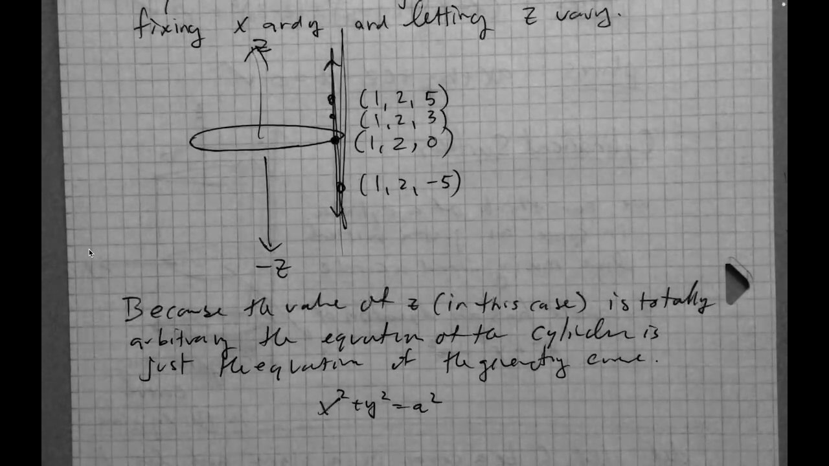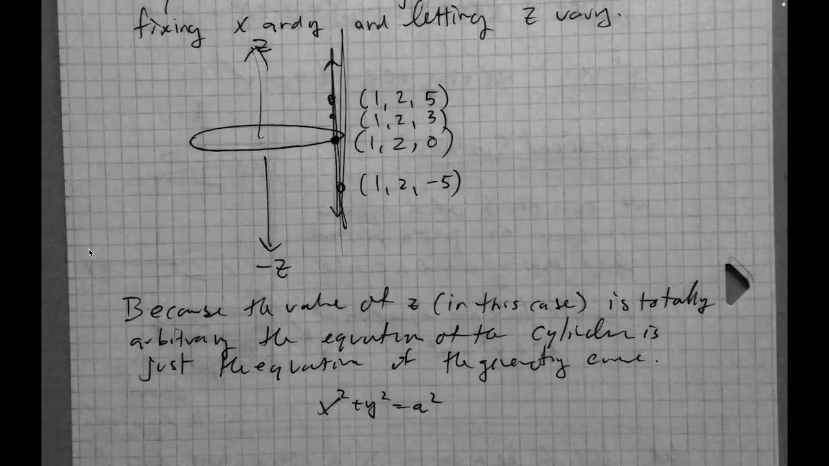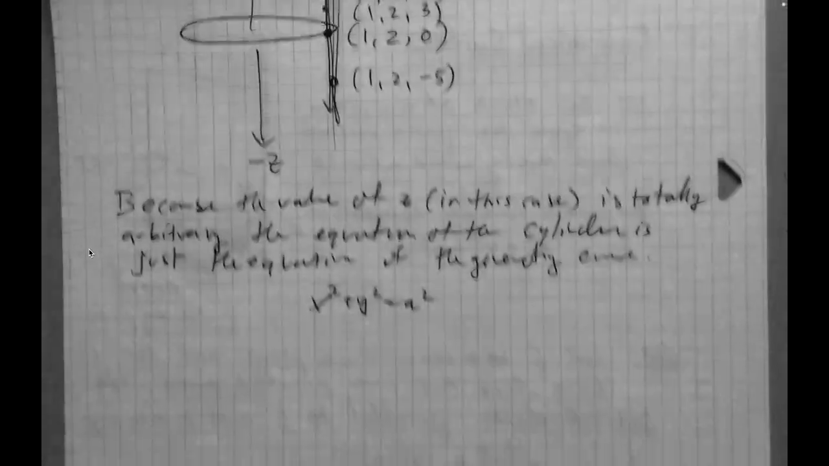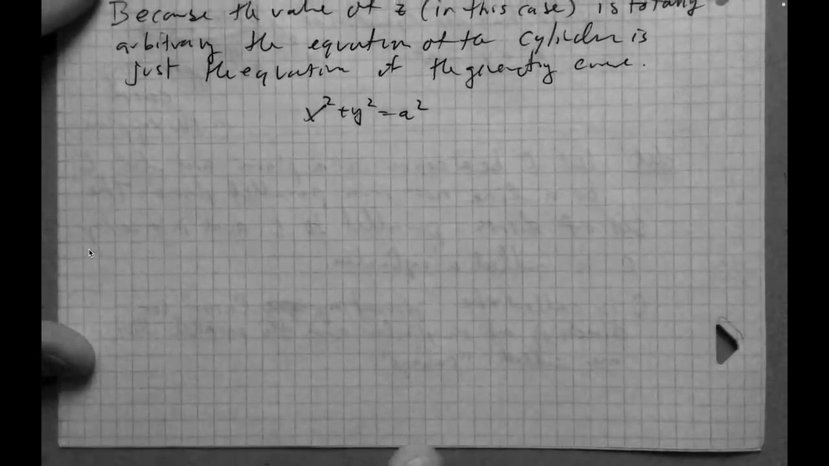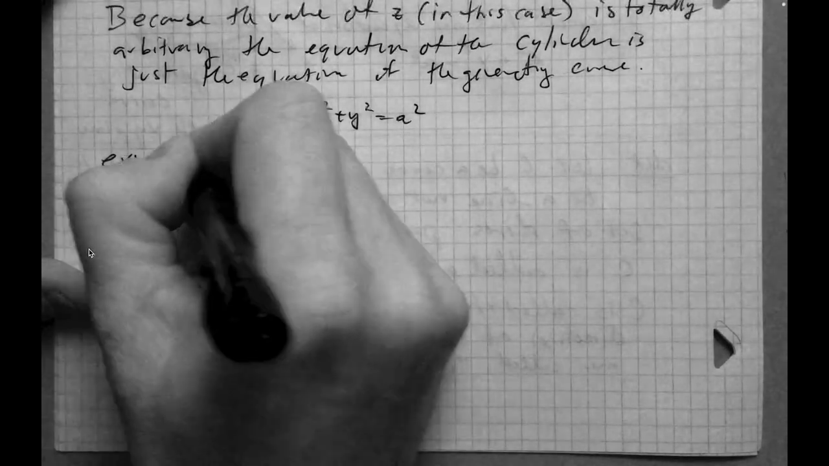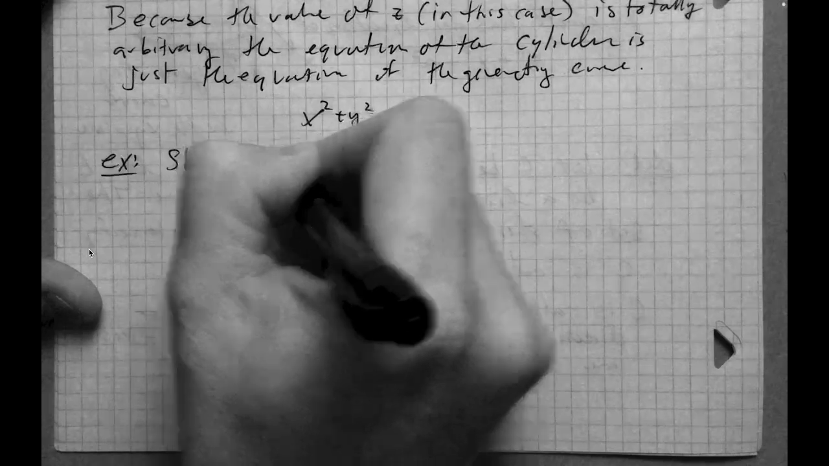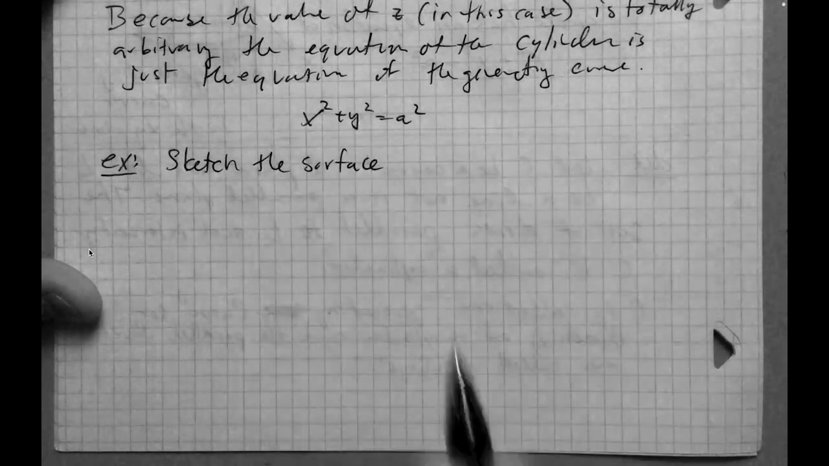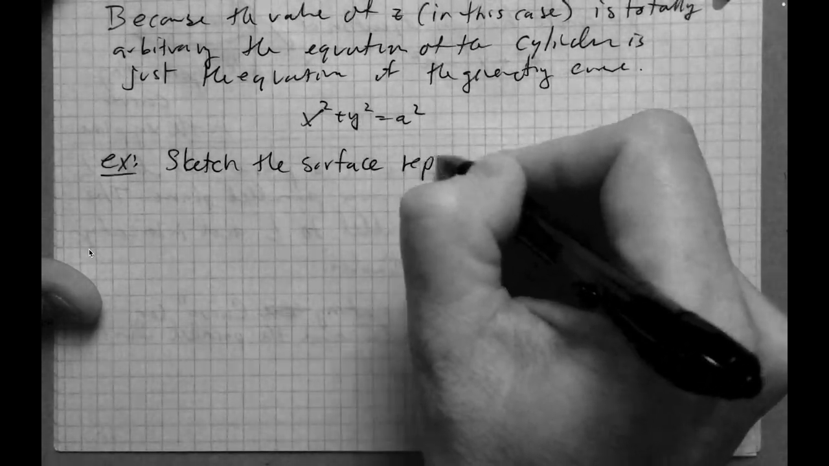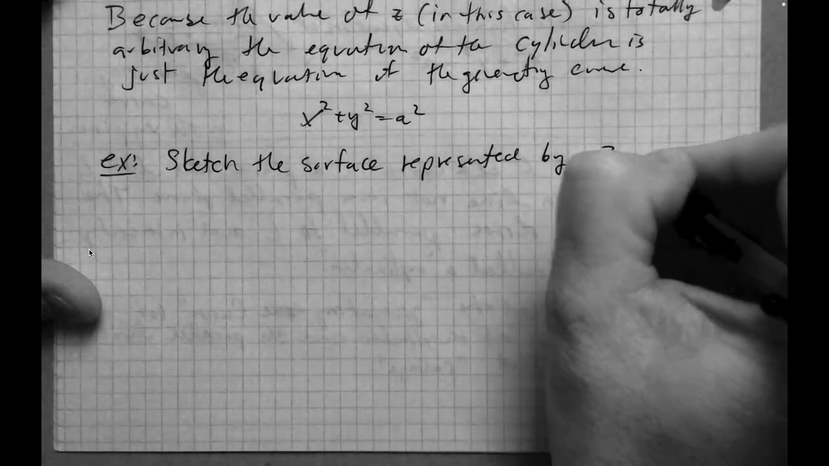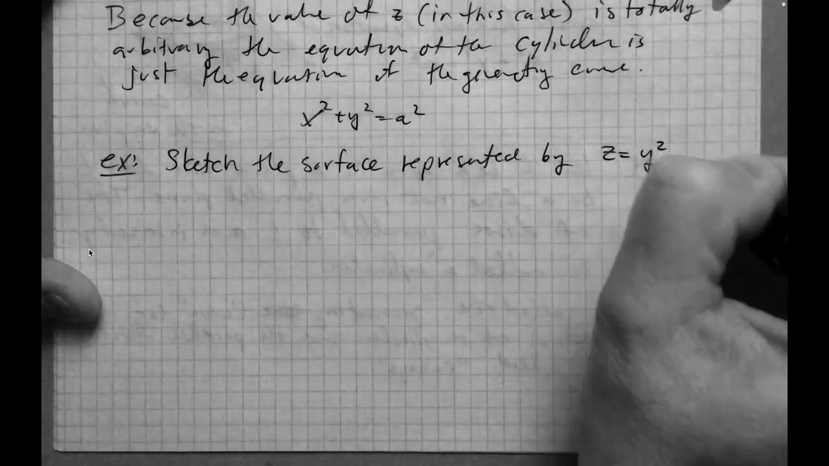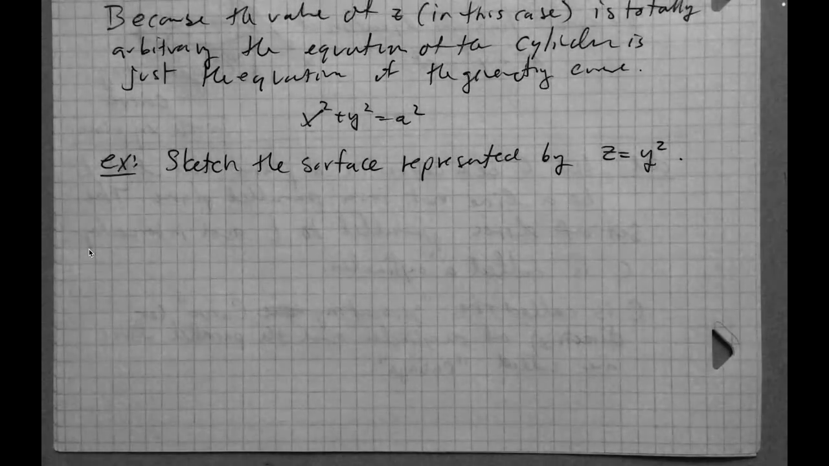Okay. All right. So I know this can be a little bit of a challenging section, but let's do an example and see if we can make this a little bit more straightforward. Let's sketch the surface represented by z equals y squared. Okay, so this will be a cylinder.